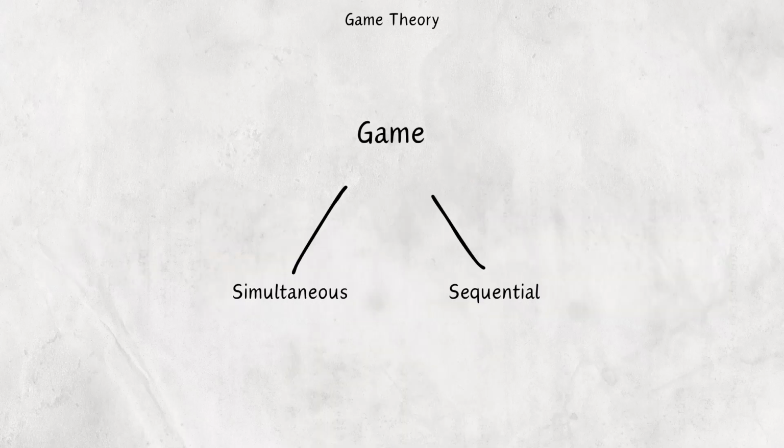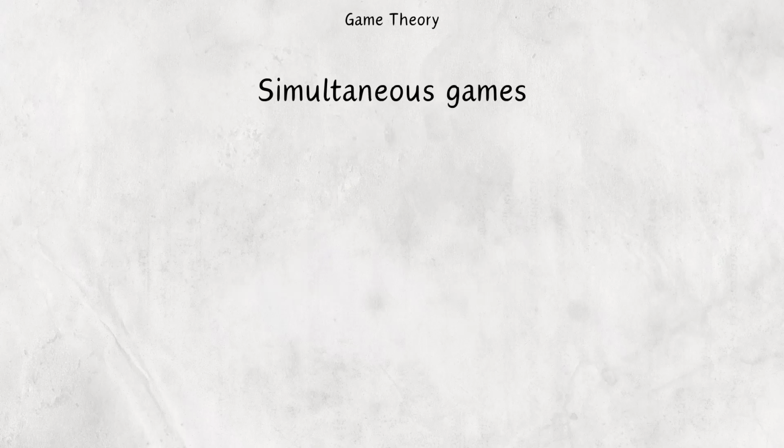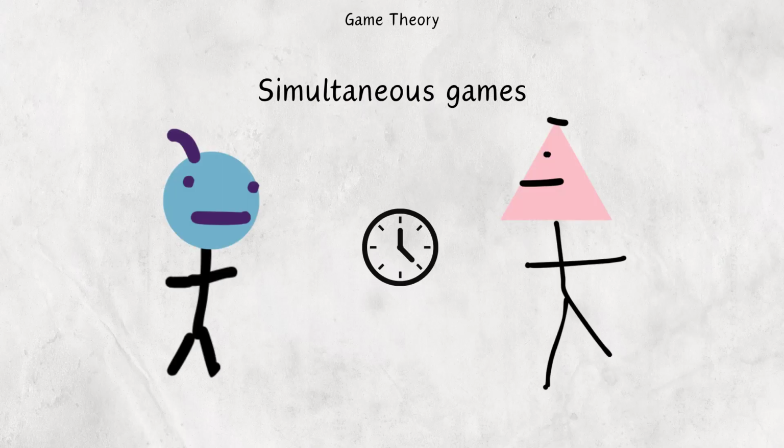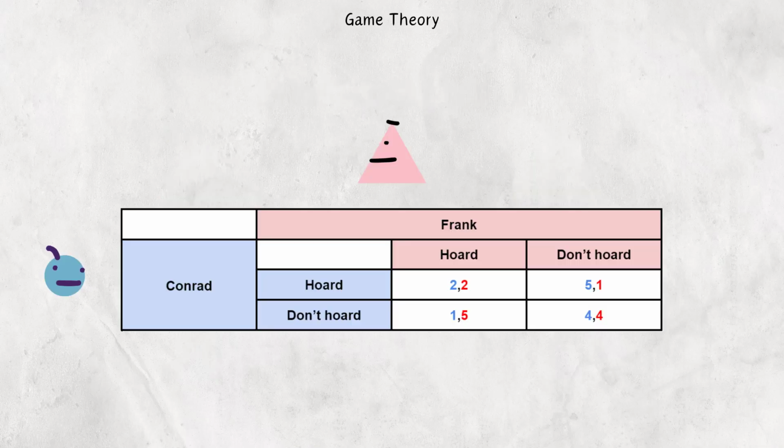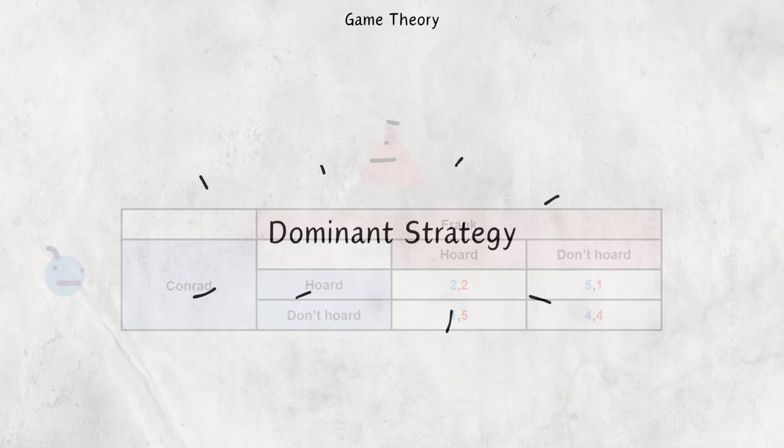In this video, we'll be discussing two different kinds of games. The first kind of game is called a simultaneous game. This is a game where both players have to act at the same time and not go back on a decision. We can illustrate this example with two toilet paper needy people having to decide whether to hoard or take only what they need. With this, let's introduce a concept called a dominant strategy.